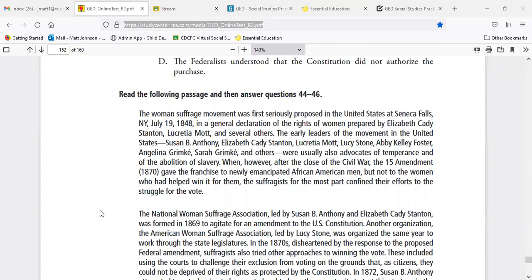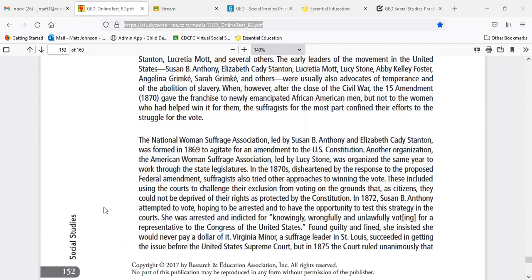I'm going to mention a word here. Franchise also means voting. If you're disenfranchised, it means your voting rights have been suppressed or taken away. The National Woman Suffrage Association, led by Susan B. Anthony and Elizabeth Cady Stanton, was formed in 1869 to agitate for an amendment to the U.S. Constitution. Another organization, the American Women's Suffrage Association, led by Lucy Stone, was organized the same year to work through the state legislatures.